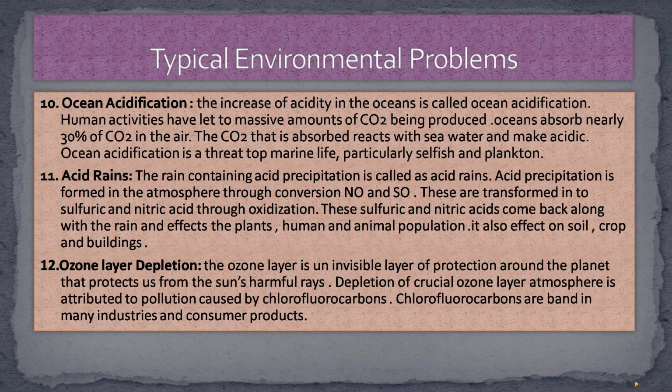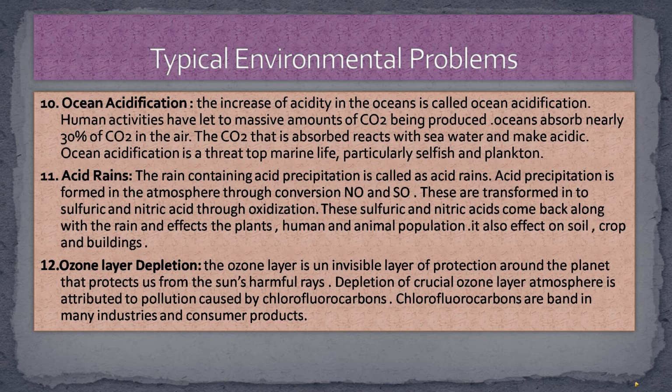Now I am giving an explanation of this acid rain. The rain containing acid precipitation means precipitation in the form of rain, fog, snow. Those contain acid pollutants, means the rain, fog or snow may contain sulfuric acid or nitric acid, and that is a pollutant. Here oxidation means NO and SO2 in the atmosphere combining with oxygen, and transforming into nitric acid and sulfuric acid.